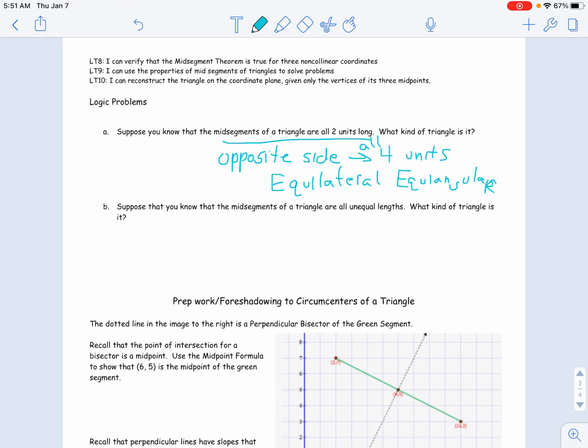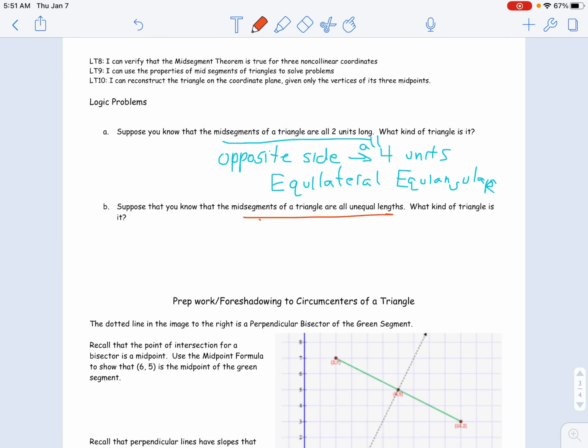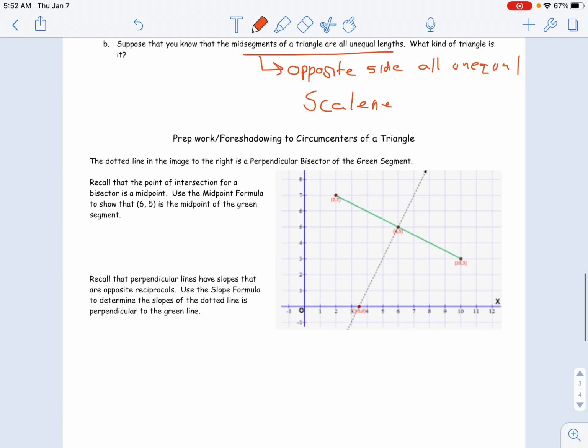All right. Suppose you know that the mid-segments of a triangle are all unequal lengths. What kind of triangle is it? Well, if all the mid-segments are unequal, all opposite sides, so all the sides of the actual triangle, are unequal. So we don't know what kind of triangle this is angle-wise, but we do know it would be scalene. Cool. All right.